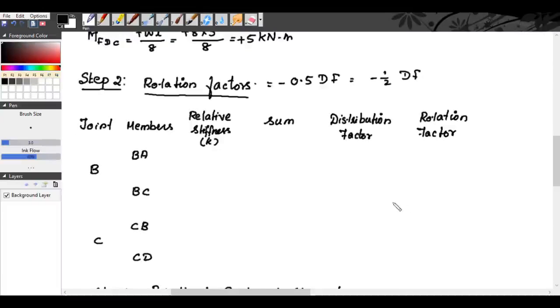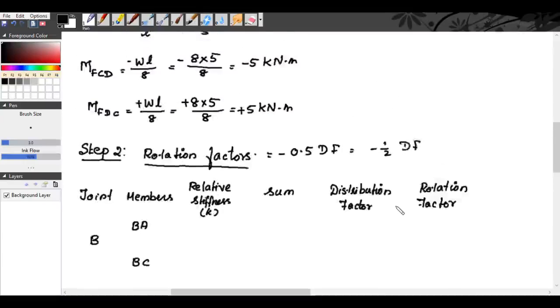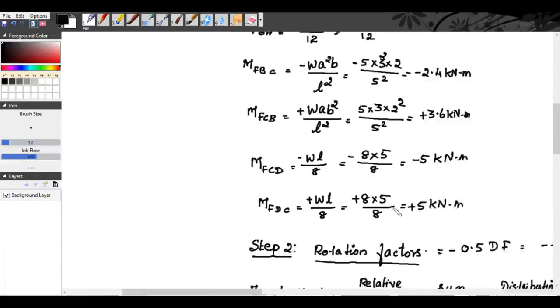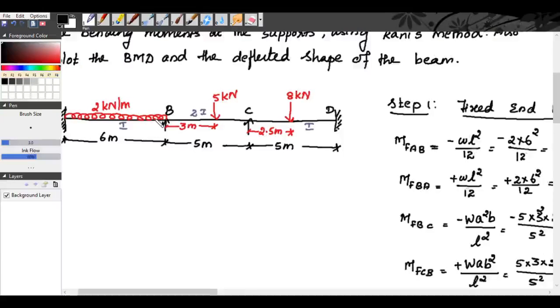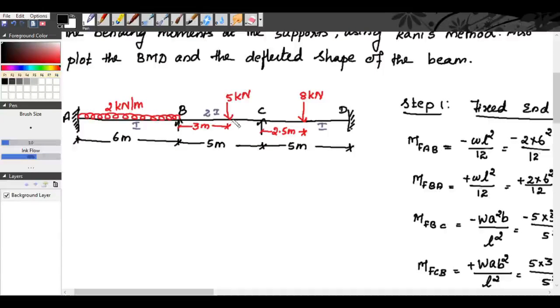For finding the distribution factors, first of all we will consider the joints where more than one member meets. Here we have two joints where more than one member meets, that is joint B and joint C. At joint B, we have the members BA and BC. At C, we have the members CB and CD.